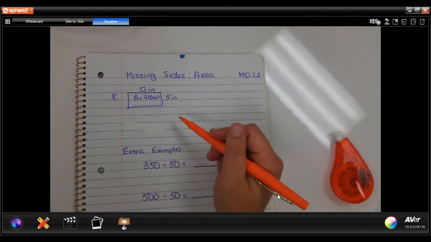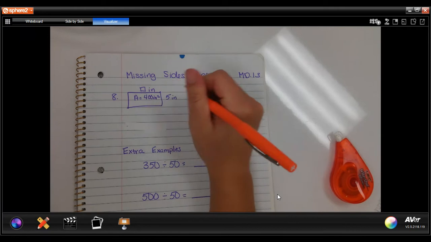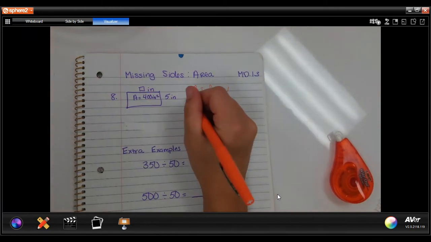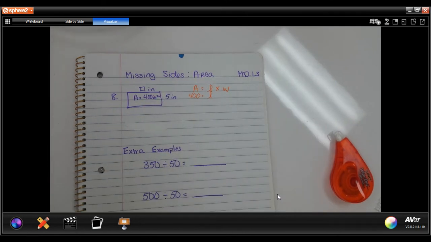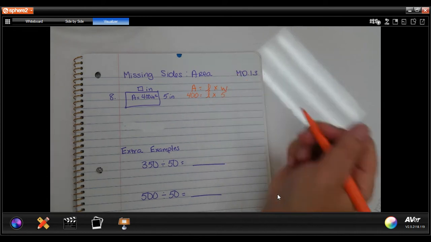Next, I will model number 8 in our classwork. So this one we have to find the length, we know the area, and we know the width. So my area is 400. My length I do not know, so I'm going to keep that as L. And I know my width, which is 5 inches.